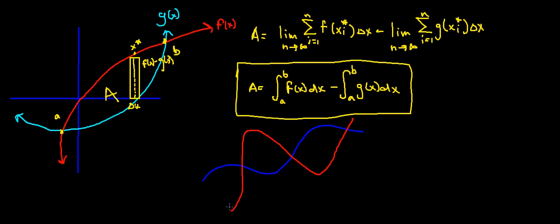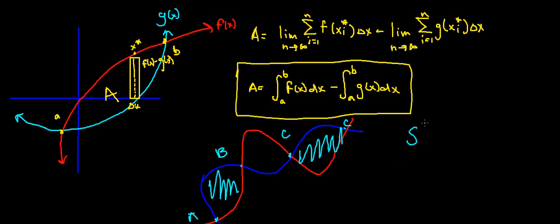well, say I only wanted to find this area and this area. This is A, B, and this is C and D. Then I would have to integrate from A to B those differences, and then I would have to add it to the integral from C to D, another difference. Well, it would be the other way.